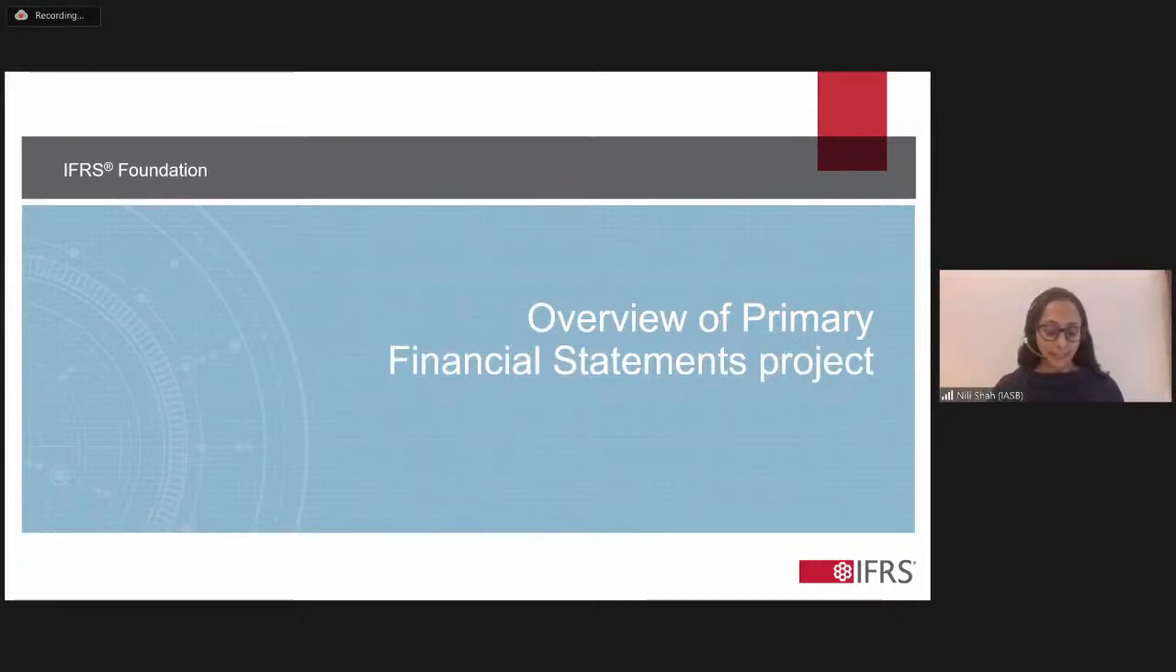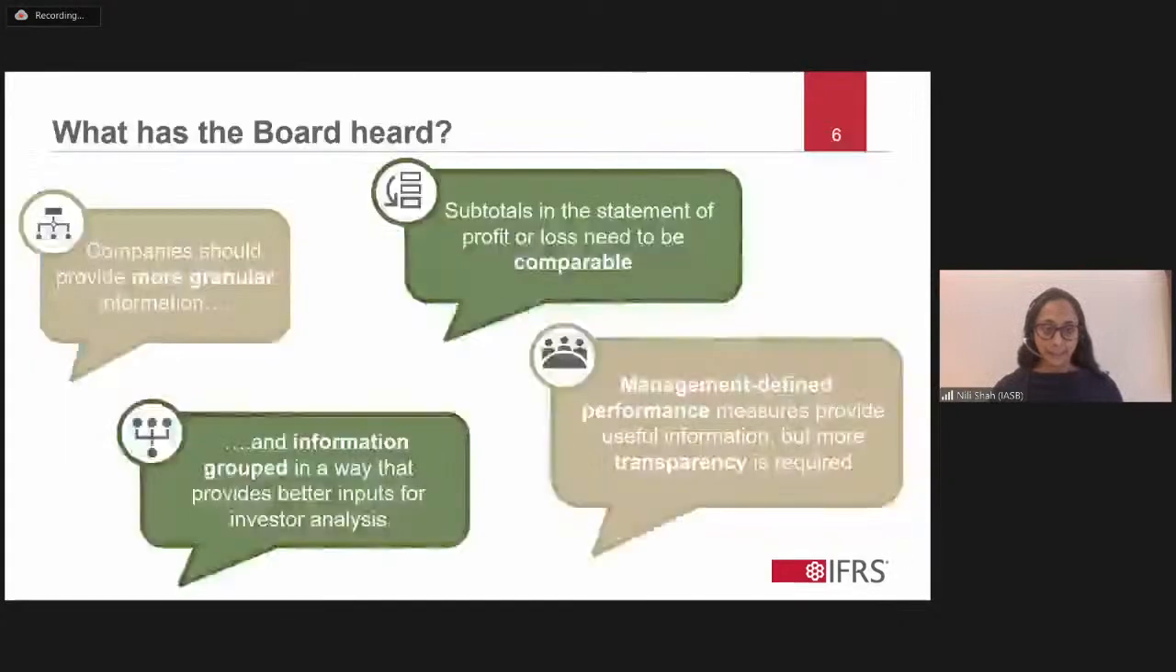So if we move to slide number 6, you might be wondering, well, why is the board even working on this project? And the reason is because there are a number of problems that the board has become aware of. And as you can see on the slide, these problems really come down to two main areas: the lack of comparability and the lack of transparency for investors.